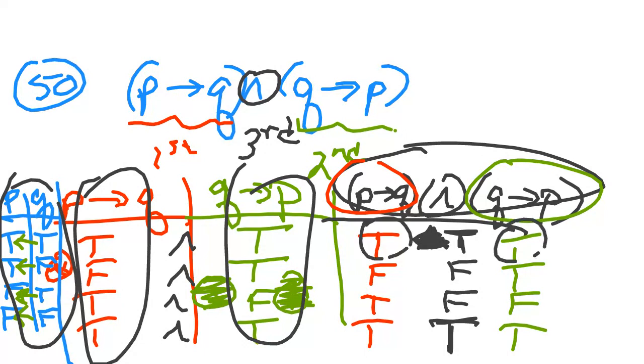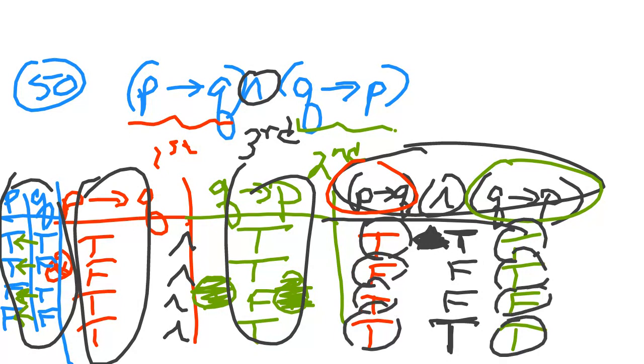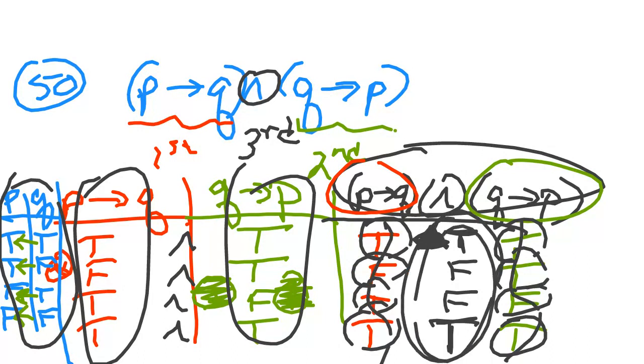And then for the conjunction, I'm simply looking at true and true. Well, that's true. False and true is false. True and false is false. And true and true is true. So really, then I'm done with these. This is my final result. So the final column of truth values is true, false, false, true.